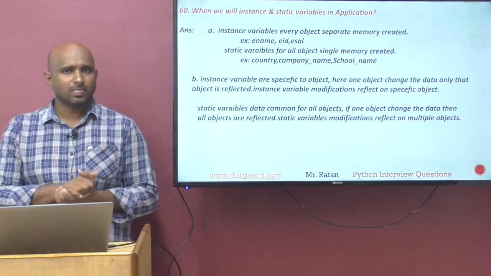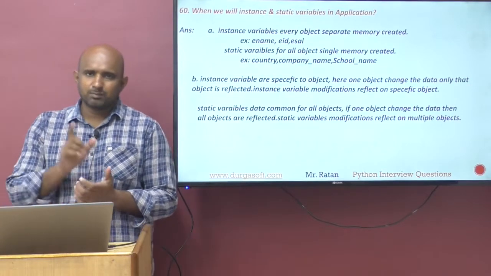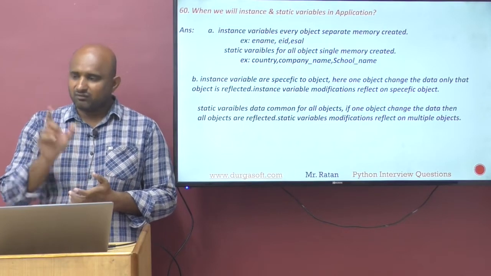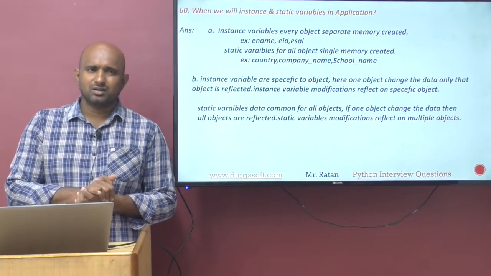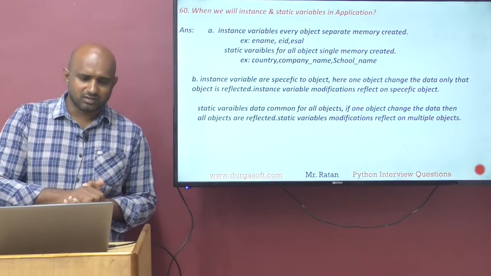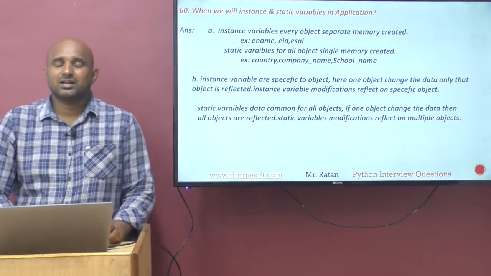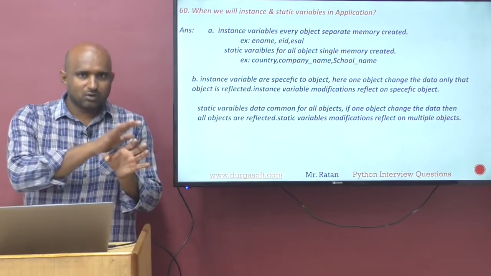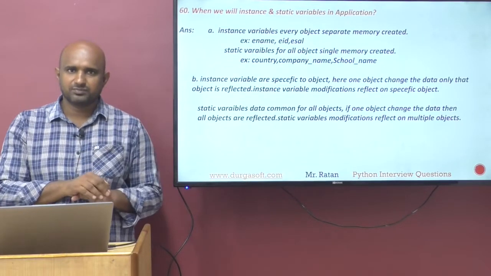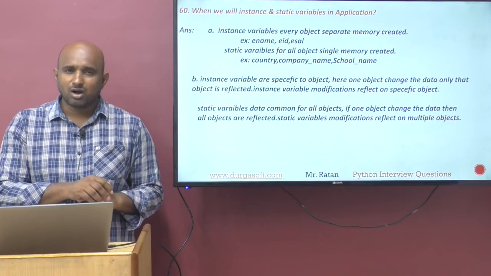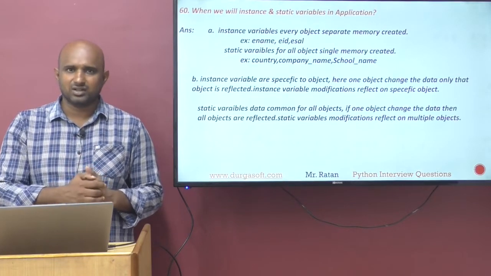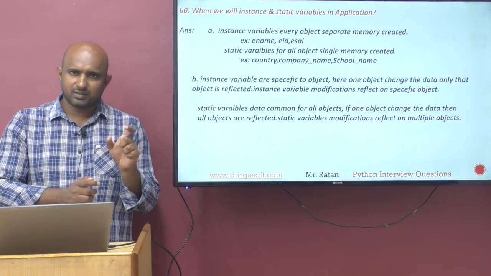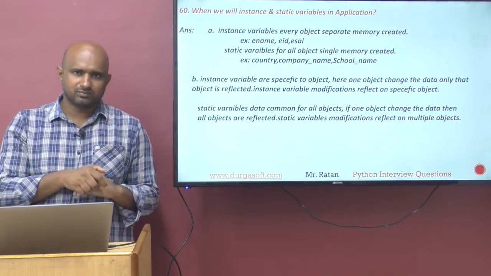Which one is better, tell me? For every person we maintain the company name and location, because all employees belong to the same company and same location. Is that recommended or not recommended? Not recommended. Instead, maintain one copy of company and location that can be shared by all objects, right? That is called a static variable. If the variable is static, one memory is created, and that memory can be shared by all objects.